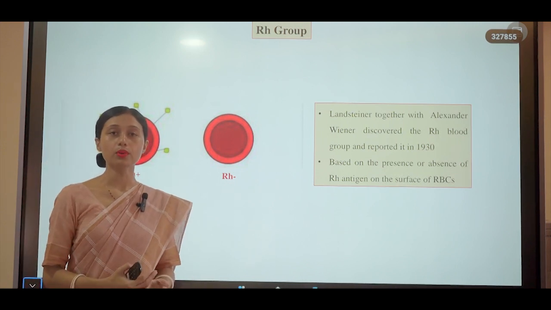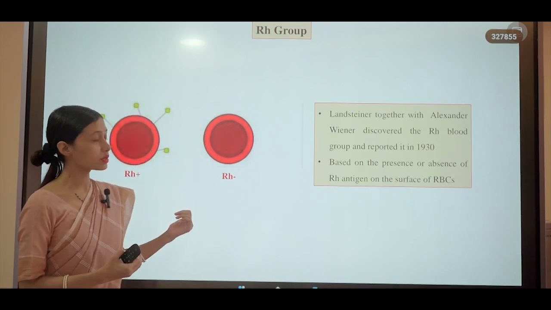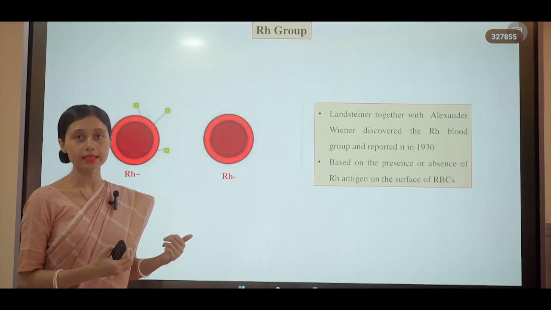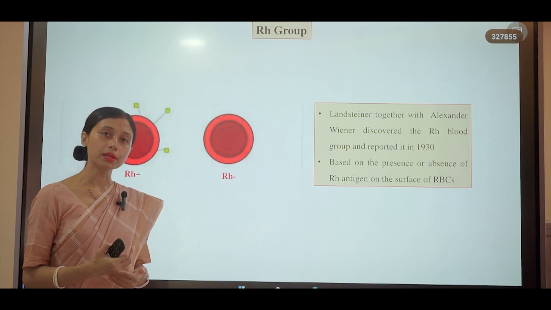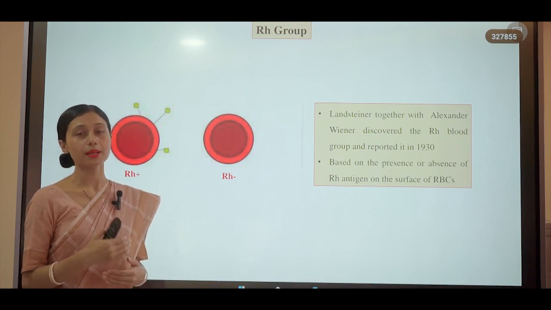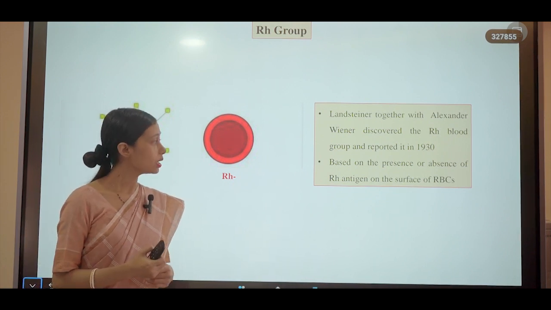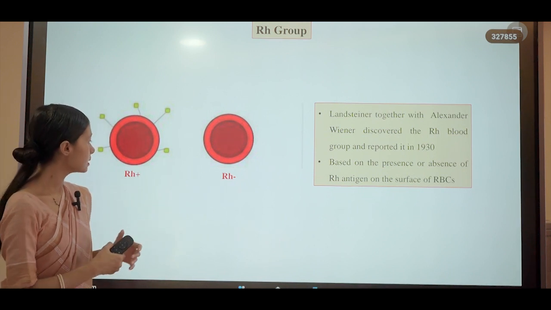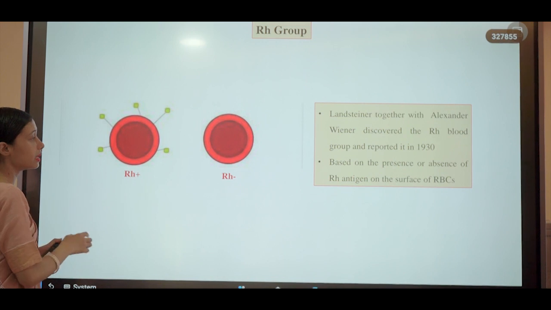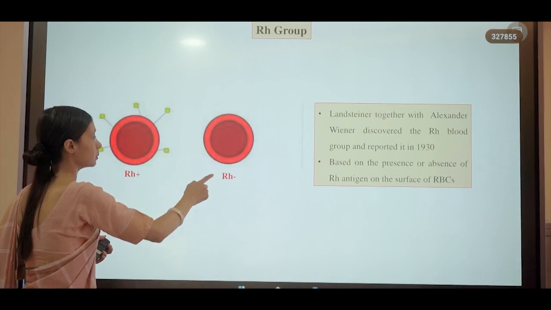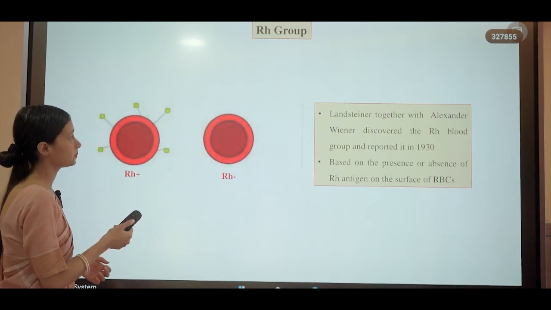So let's discuss the Rh group. This blood group system was also discovered by Carl Landsteiner along with Alexander Wiener in 1930, and this blood group is based on the presence or absence of another antigen, Rh, on the surface of RBCs. See, if the Rh antigen is present, the blood group is Rh positive. If the Rh antigen is absent, the blood group is Rh negative.